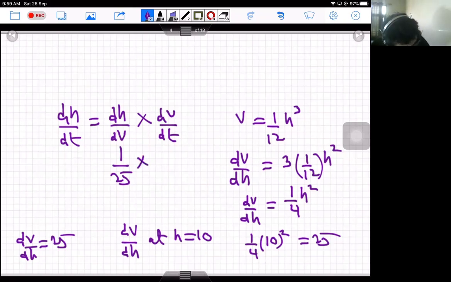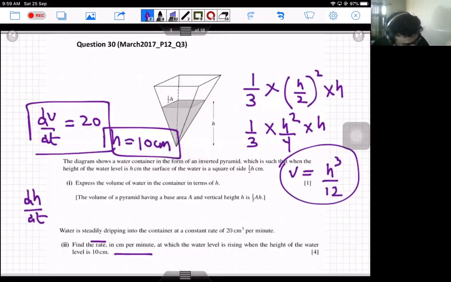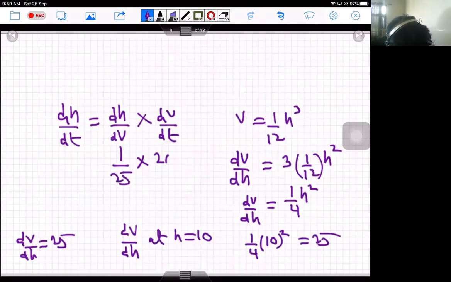What we know is that the value of dV over dt is 20 because the water is steadily dripping into the container. There is an inflow of water at a constant rate of 20 centimeter cube per minute, meaning change in volume with respect to time, 20 centimeter cube per minute. So dV over dt is 20, and therefore 20 divided by 25 is our final answer, which is 0.8. This working was for 4 marks.